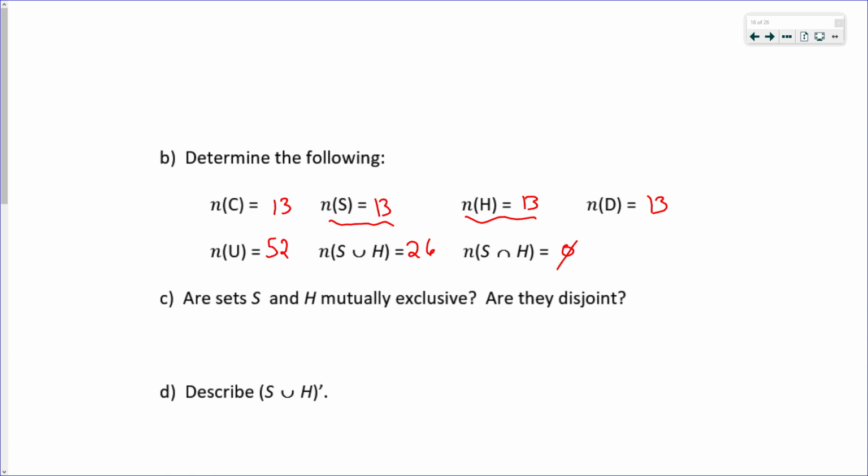So are sets S and H mutually exclusive? Are they disjoint? Yes, they are mutually exclusive because they have nothing in common. You can't draw a card and have it count for hearts and for spades. So yes, they're mutually exclusive. They can't happen at the same time. And if they're mutually exclusive, that means their sets have nothing in common, which means they're also disjoint. Yes, mutually exclusive and disjoint.